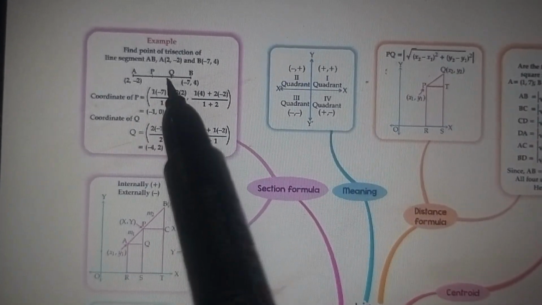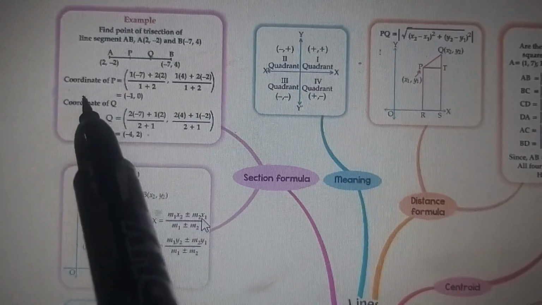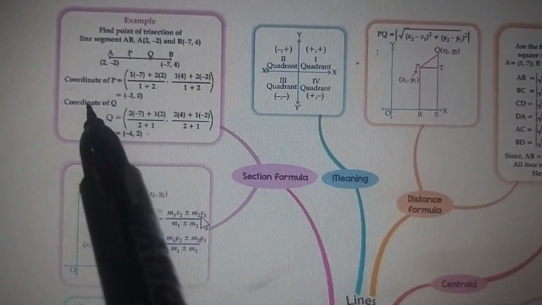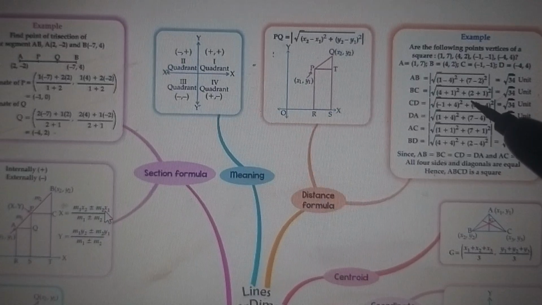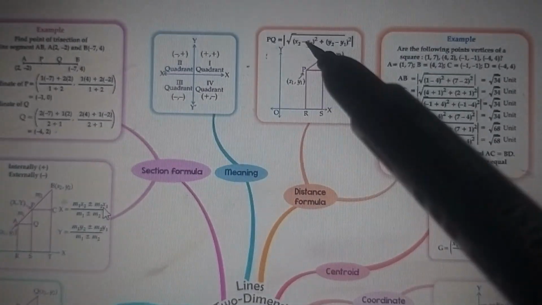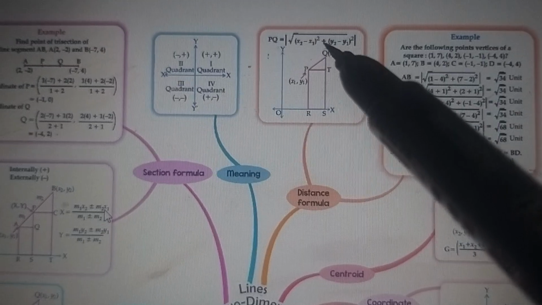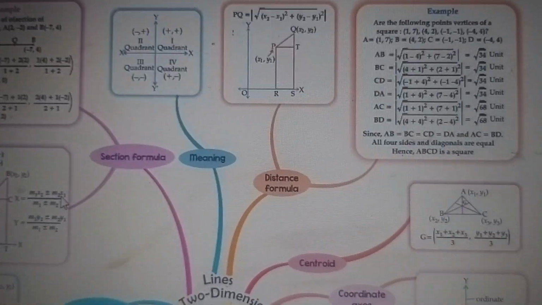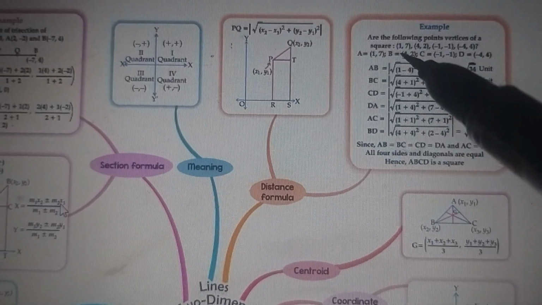Okay, an example is: find the points of trisection of the given line segment, the coordinates of P and the coordinates of Q. Then we have to substitute in the formulas, so we have to remember the formulas first. Okay, PQ is given by the distance formula: under root of (x2 minus x1) whole square plus (y2 minus y1) whole square.